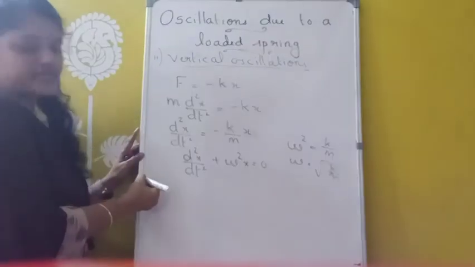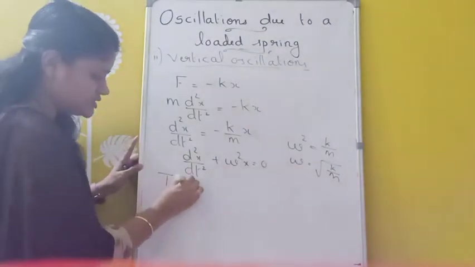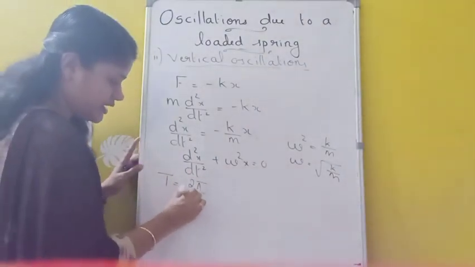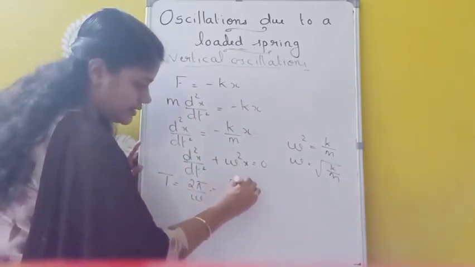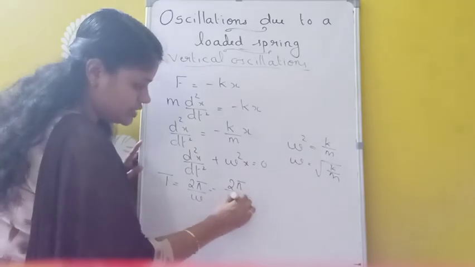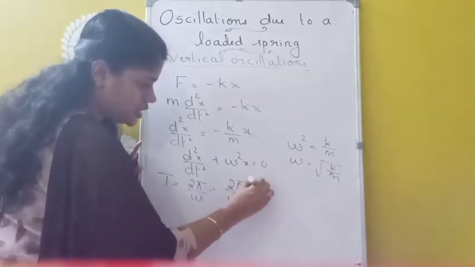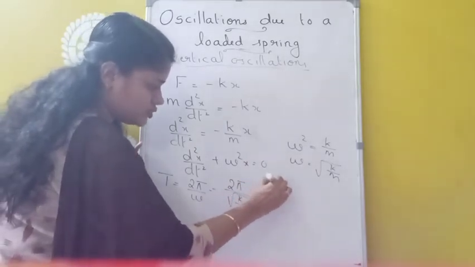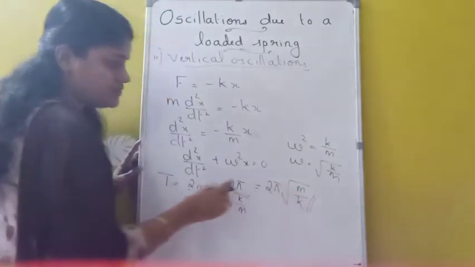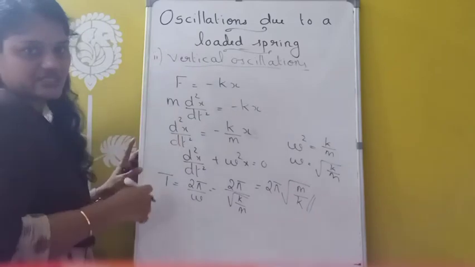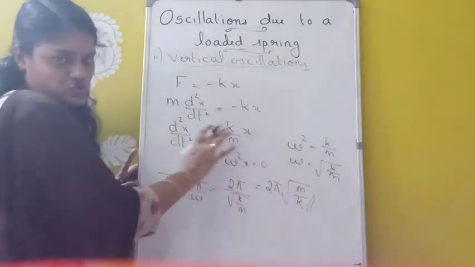So now we can find the time period. What is the formula? T equals 2 pi by omega, same as the previous one. So 2 pi divided by omega, and omega here is root of k by m, or we can write 2 pi into root of m by k. So this is the time period of oscillation in the case of vertical oscillations. Clear? Horizontal also has the same formula.